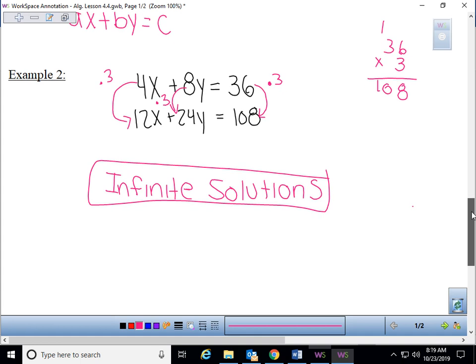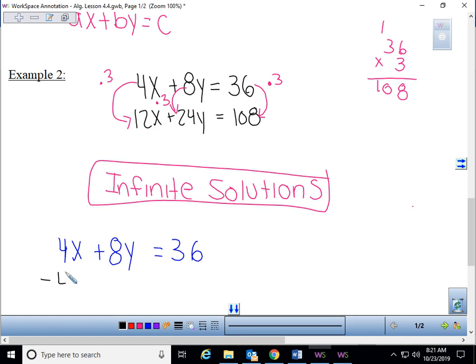The way you do that is just starting with rewriting your equations so that it's in the form of y equals mx plus b. If we start with that top equation, you have 4x plus 8y equals 36, and you're trying to solve for y by itself. So you kick out your x first, and you do that with subtraction since 4x is positive. So I'm going to subtract 4x on both sides.